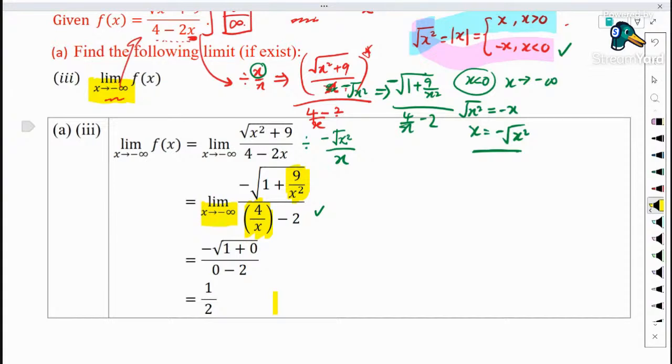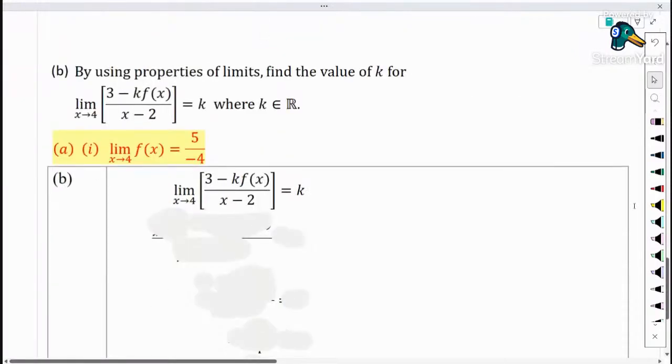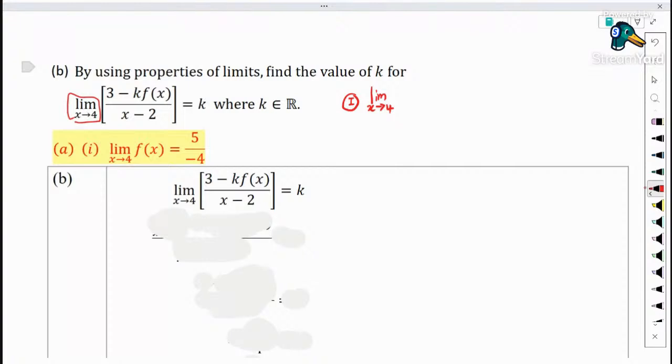Okay, go on. Next, by using the properties of limits, find the value of k for these terms here. For solving these questions, let us recall some of the properties of limits that are important for us to take notes. Since this case discusses limit x approaches 4, I will use limit x approaches 4 to explain the properties of limits.